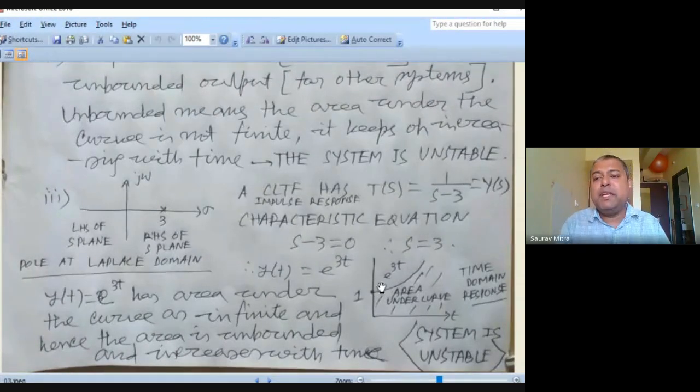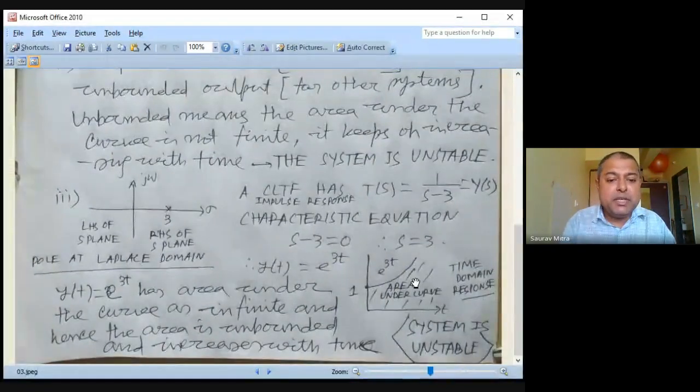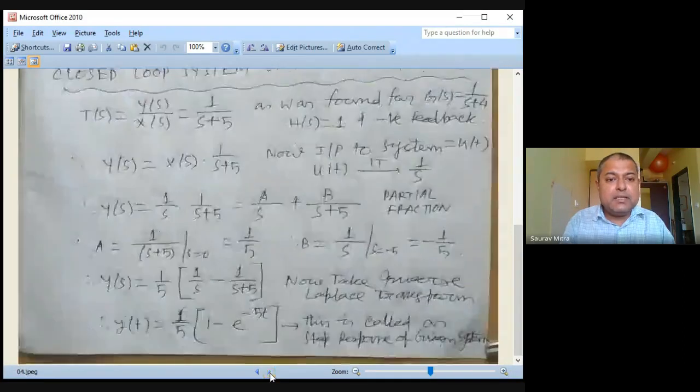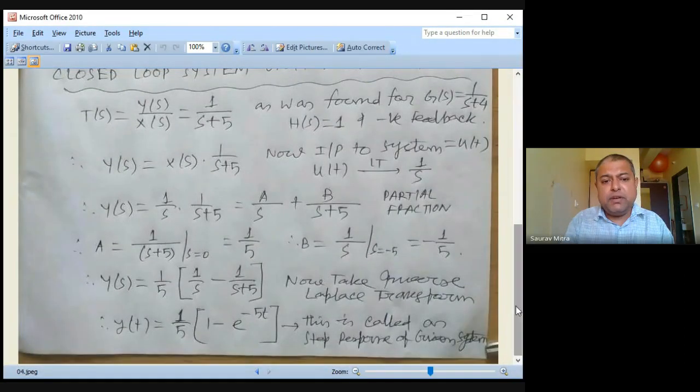But what output am I finding? Output is unbounded. That is e raised to 3t. Hence, as the output is unbounded for a bounded input, and as the output is increasing with time, the system is unstable because area under the curve is ever increasing. Okay, so this is a very important page, what I have written. Some more things can be found out here.